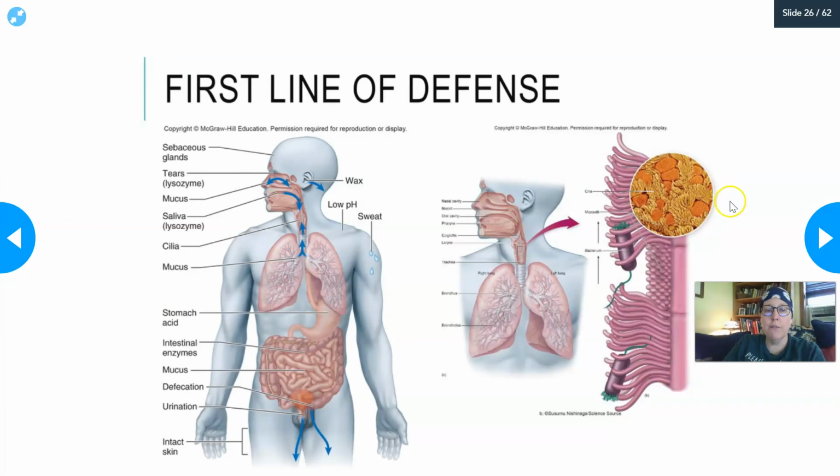Okay, so let's look at the first line of defense in a little bit more detail. You have your sebaceous glands that are part of your skin, your tears that have lysozymes, you have mucus, you have saliva, which also has lysozymes, earwax, the low pH of the skin, sweat that pushes stuff off of your skin. You have cilia in your respiratory tract, which are illustrated here, which move microorganisms back up with the mucus and cause you to cough them up, right? So you have mucus and cilia together in your respiratory tract.